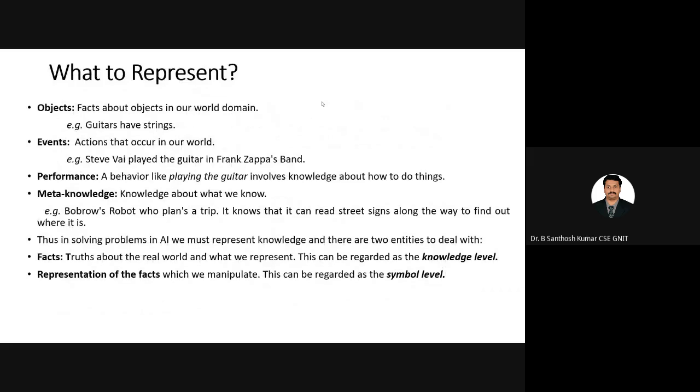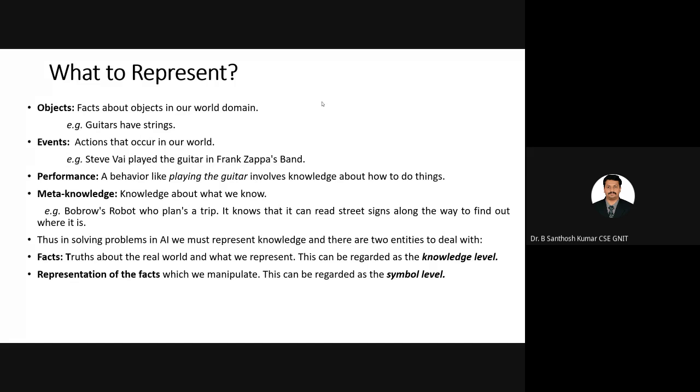Then, what are we going to represent? That is the question. Suppose we are representing objects. Objects are facts about objects in our world domain. For example, guitars have strings or dogs have tails. Without strings, we cannot play the guitar, so that is mandatory. Similarly, if you want to identify a dog, it has a tail. These are the things in the real world.